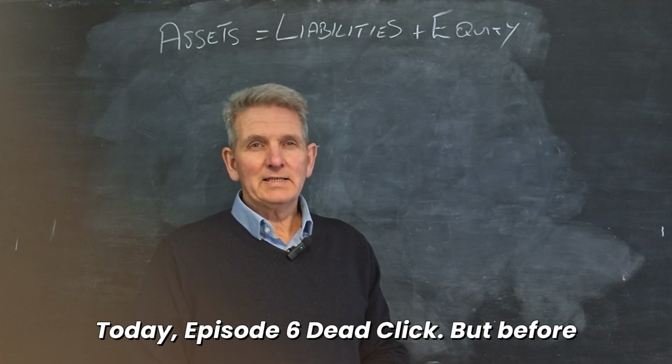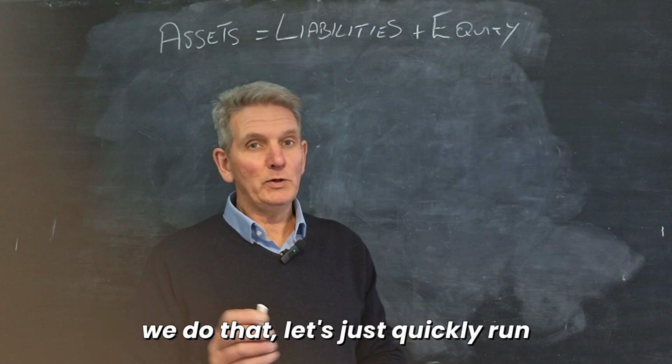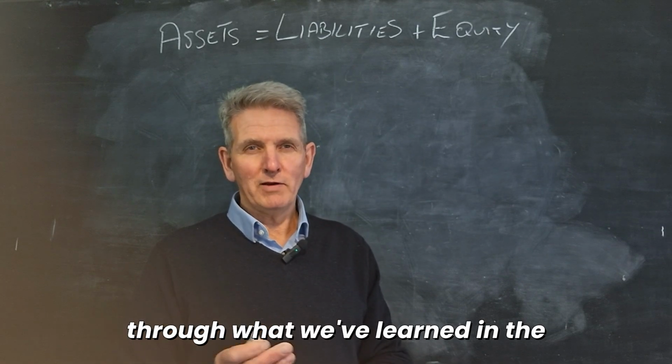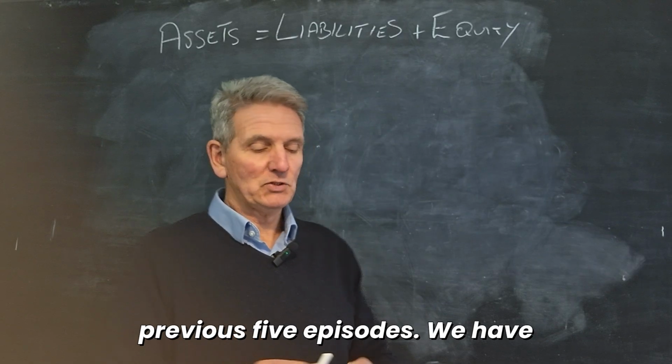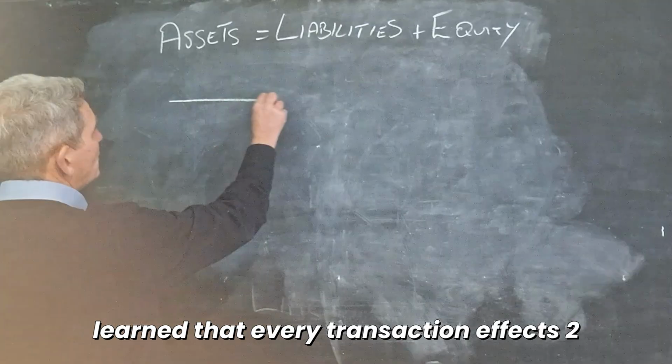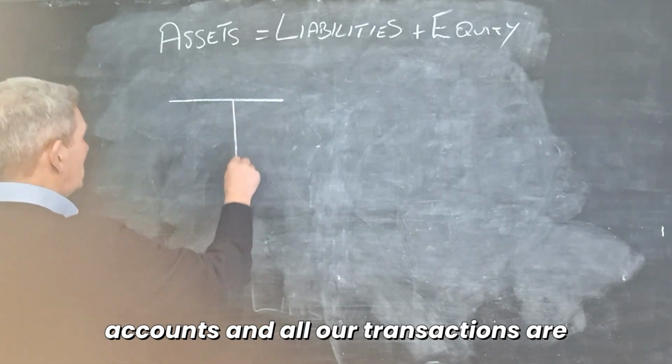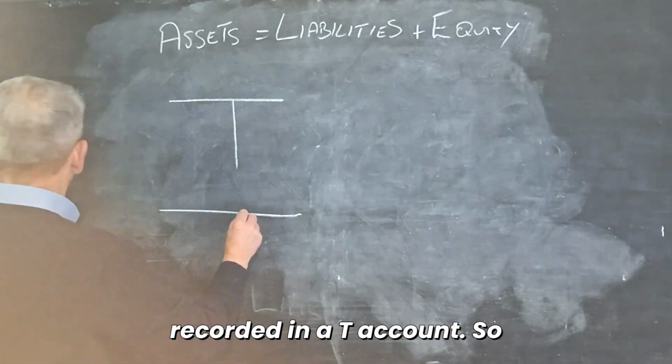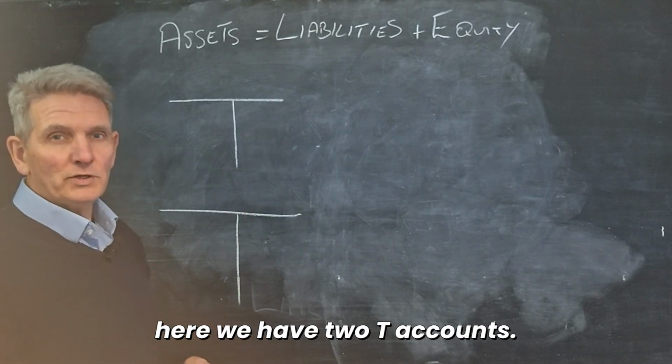Today, episode 6, DEAD CLIC. But before we do that, let's just quickly run through what we've learned in the previous 5 episodes. We have learned that every transaction affects 2 accounts, and all our transactions are recorded in a T account.